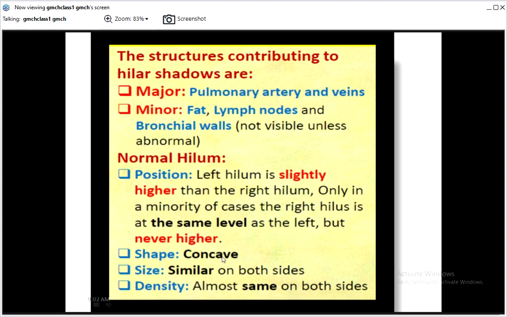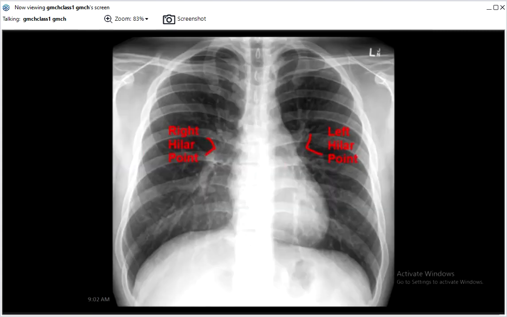It is usually a concave shape. The hilum will not be visible clearly. It will be concave towards the vertebral column. Size is similar on both sides and density is also similar on both sides.